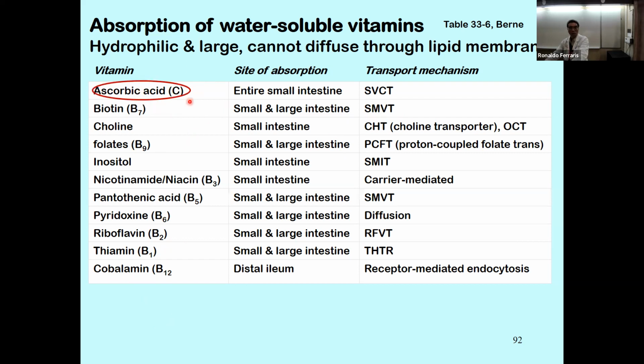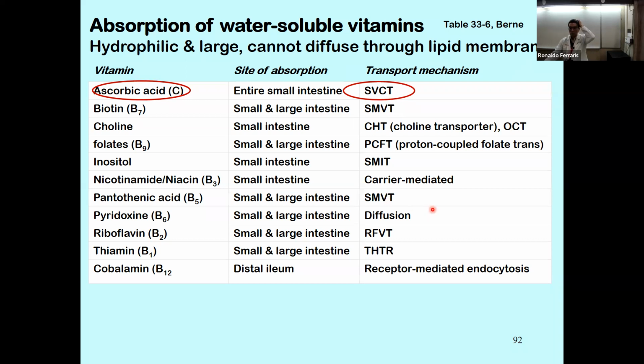Vitamin C. A lot of people take this to minimize colds. A lot of people take vitamin C to deal with COVID and so on. For whatever reason, ascorbic acid is hydrophilic, and it cannot cross the apical lipid membrane by itself. So it has its own transporter. It's a sodium-dependent vitamin C transporter.